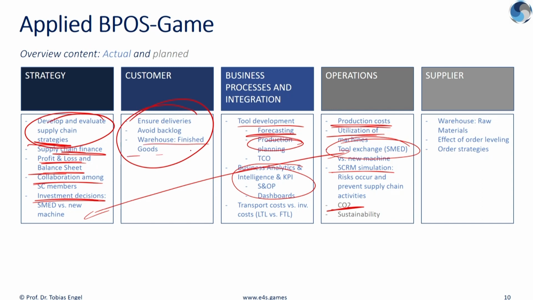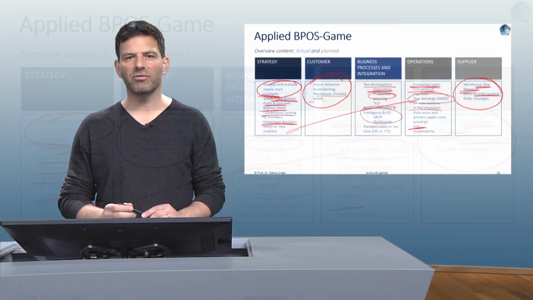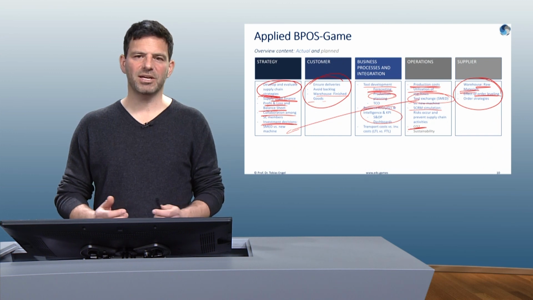And for sure, to produce, you need materials from your supplier. So you have to ensure that you always have some raw materials available in your warehouse. And there are different strategies that are possible for ordering, for example, leveling, or just in time, just in sequence orders, and this is how you're going to set up your processes with your supplier. So that's the short, broad overview on the aspects that could be applied.